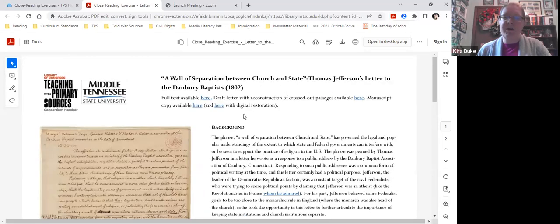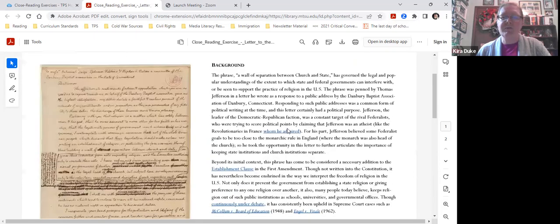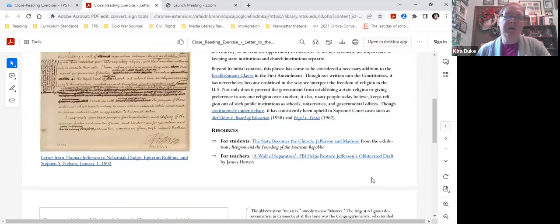So again, just like with the other, you can find the full text here. A draft letter with reconstruction of crossed out passages is available, a manuscript, and then one where digital restoration has been done. Again, there is background on the document itself to give you a better idea of the context for this. There is a link here that you can pull out from one of the exhibitions that you could use with students. Here is another link for teachers.